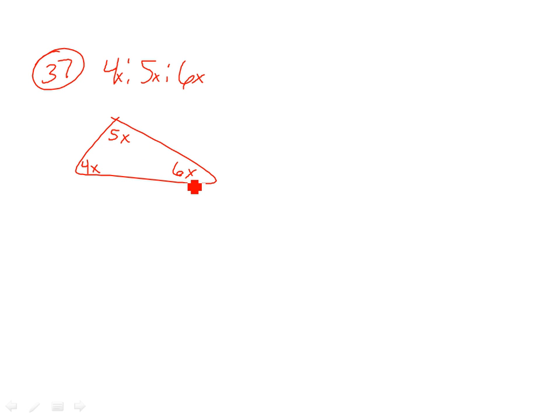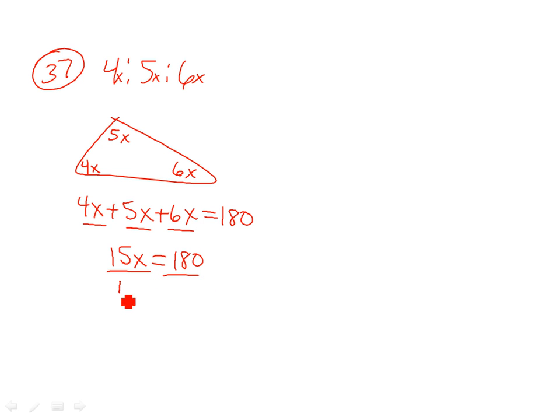You know that all angles in a triangle have to add up to 180. So tell me what equation to set up. 4x plus 5x plus 6x equals 180. Then you have to simplify. Like terms, what do you get? 15x equals 180. And then you divide by 15. Should all have your calculators laying out there, right? So 12. Is that our answer? Now you have to plug it in.